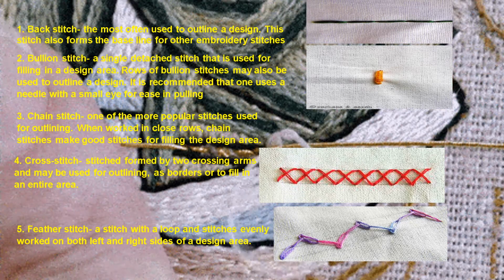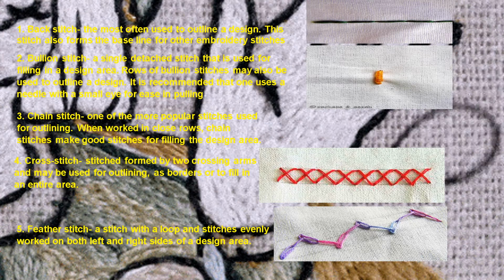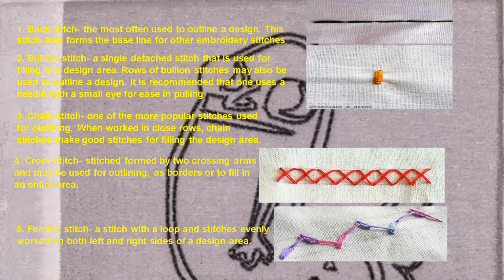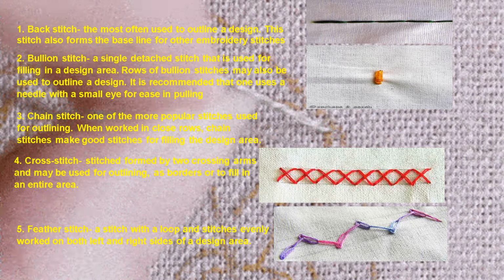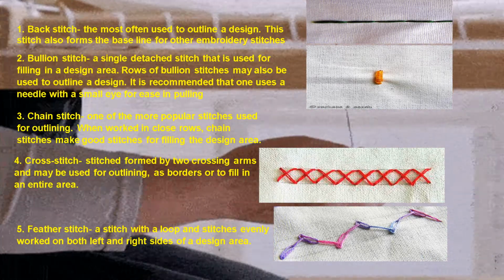Next, we have the bullion stitch, a single detached stitch that is used for filling in a design area. Rows of these stitches may also be used to outline a design. It is recommended that one uses a needle with a small eye for ease in pulling.